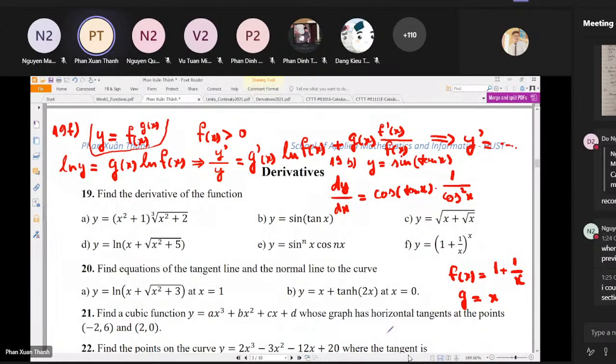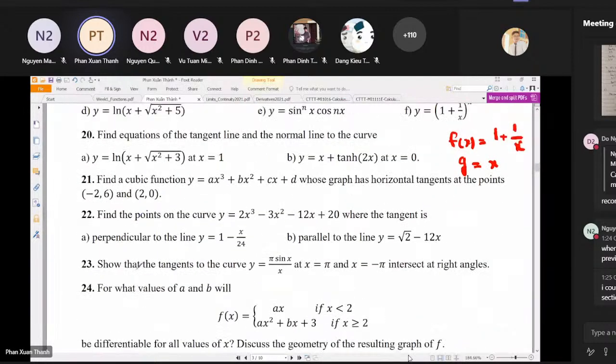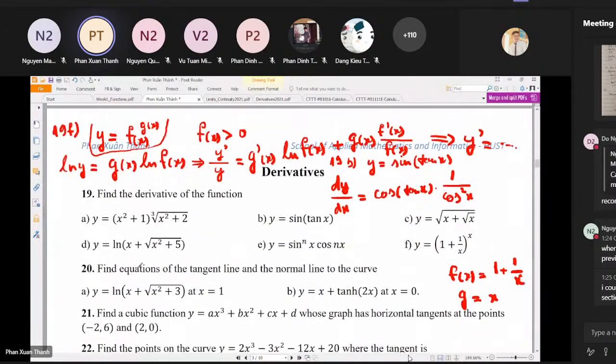So we can do similar for A, C, D, and E. So there are a lot of exercises. For some exercises, I give you a hint for the exercise only, not the whole solution, because you see there are a lot of exercises. Okay. Do you have any question or remark on exercise number 19?